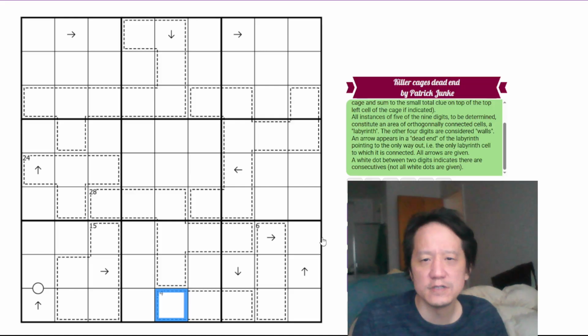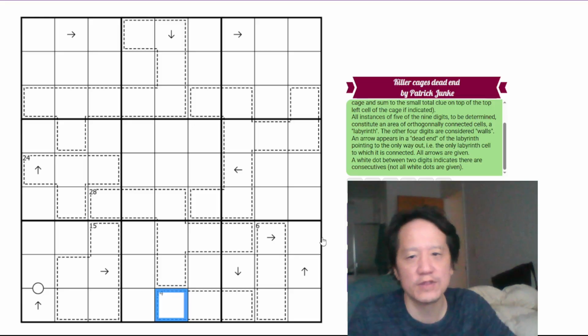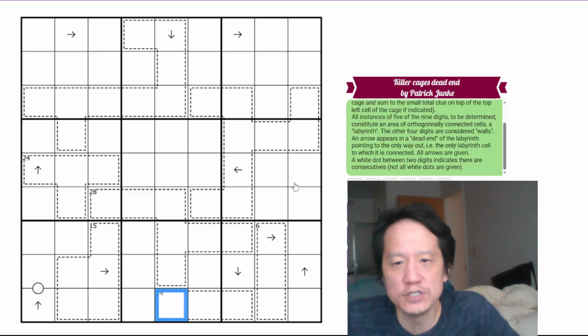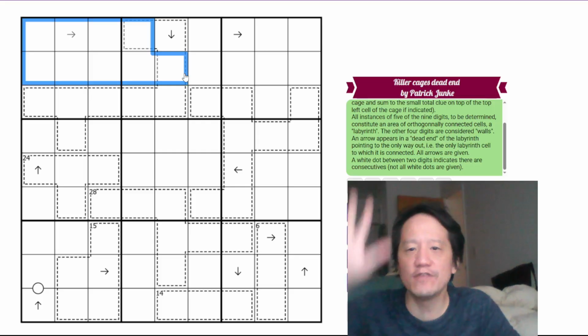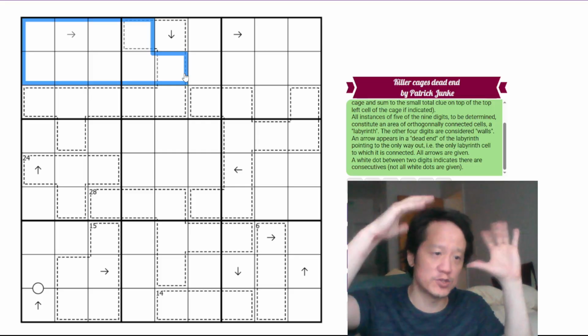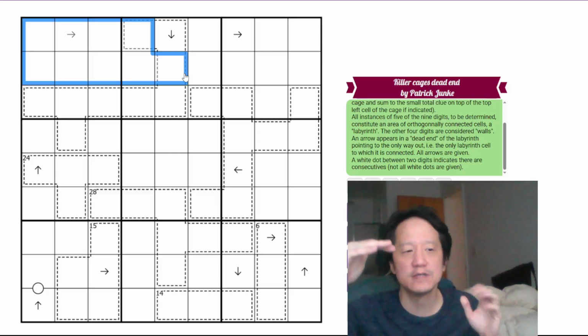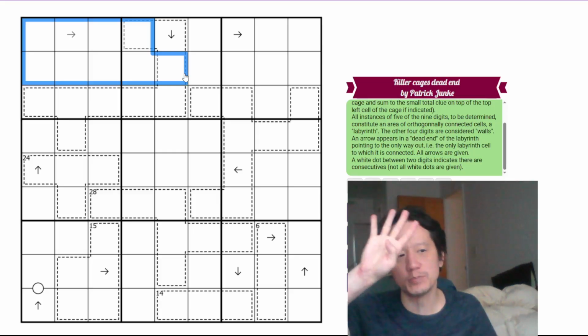We also have all instances of 5 of the 9 digits, the digits to be determined, constitute an area of orthogonally connected cells, that is a labyrinth. The other 4 digits are considered walls. An arrow appears in a dead end of the labyrinth. So out of the 9 digits, 5 of them are essentially cave space, and the other 4 are considered part of the wall.